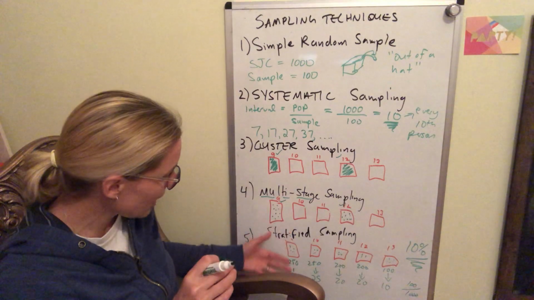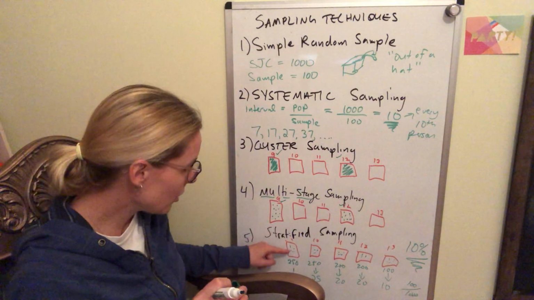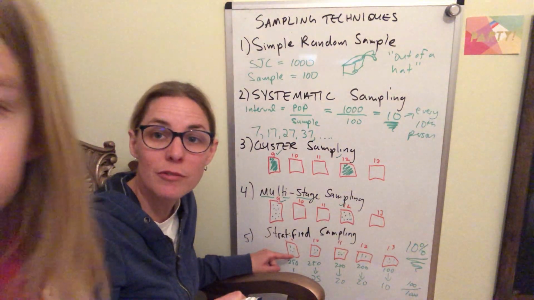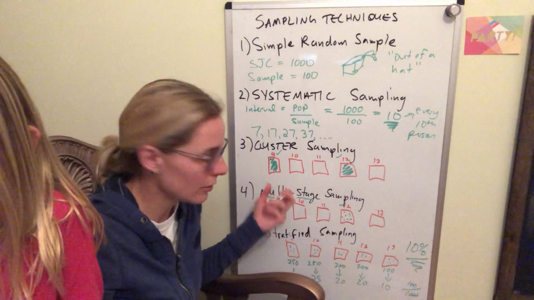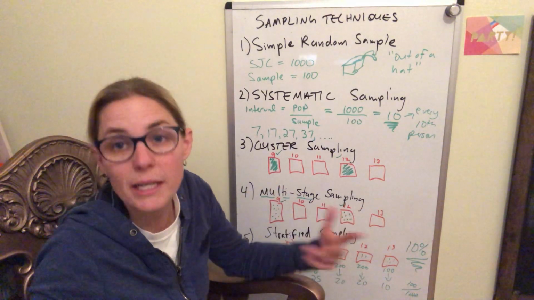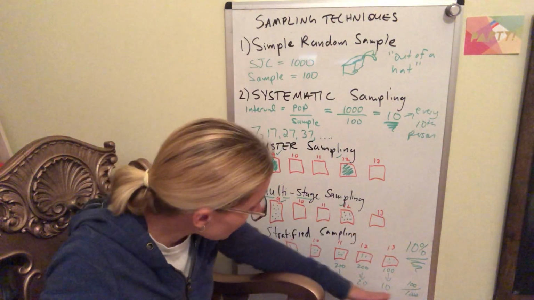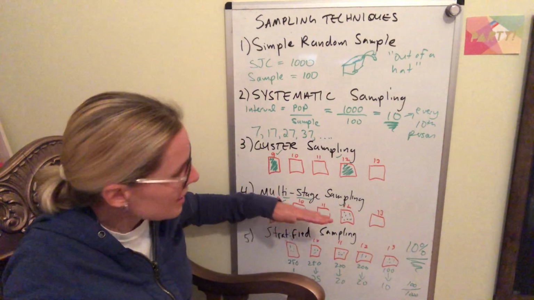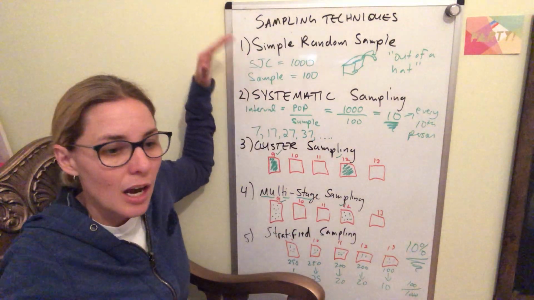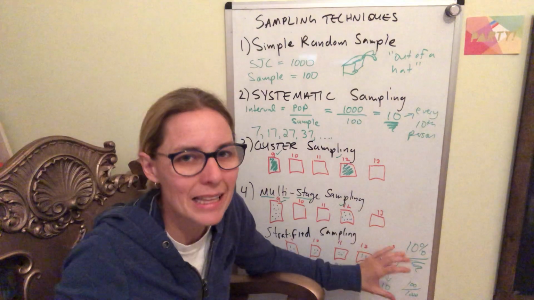So I do a simple random sample, out of the hat method, of the 250 grade 9s, randomly sample 25. Of the 200 grade 12s, randomly sample 20. I still get my 100 people sampled, as I did in all of these methods. I just do it in a much more balanced way.